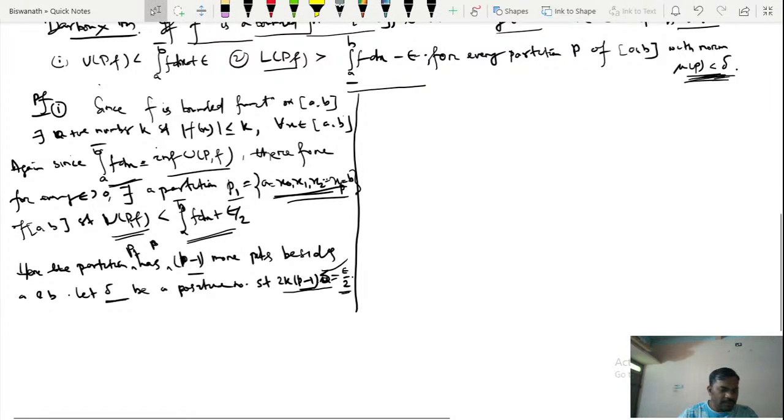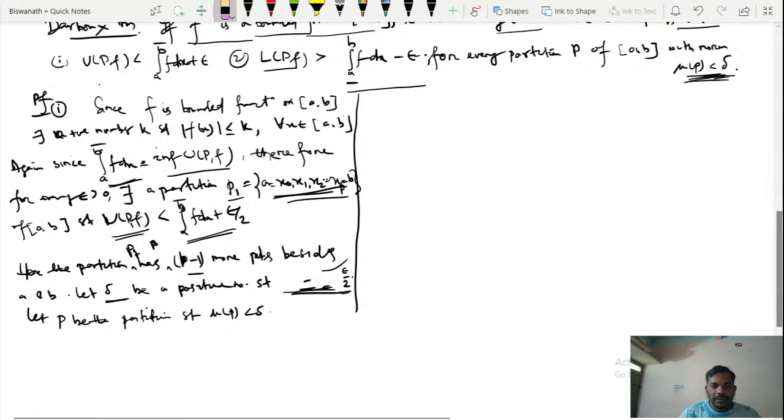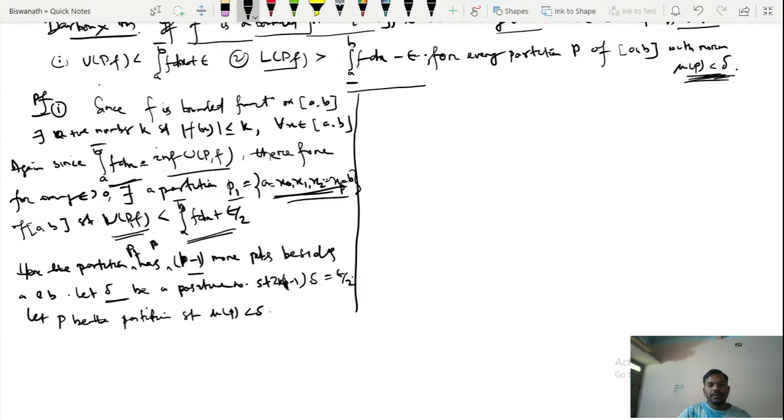Now let P be the partition such that this mu P is less than or equal to delta, whatever delta we are choosing, in which this condition holds. So I am writing this thing again. We are choosing delta such that 2k whole into (p minus 1) into delta equals epsilon by 2, and the delta is this one, norm mu P is less than delta. This is the condition of delta.